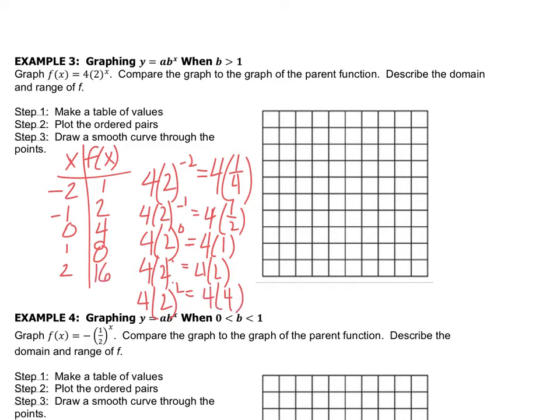Now looking at my table, hopefully we can understand why this is the exponential function. On the f of x side, which is my y side, I see a constant factor: times 2, times 2, times 2, times 2. On the x side, I see plus 1, plus 1, plus 1, plus 1, plus 1. So these would be my ordered pairs.